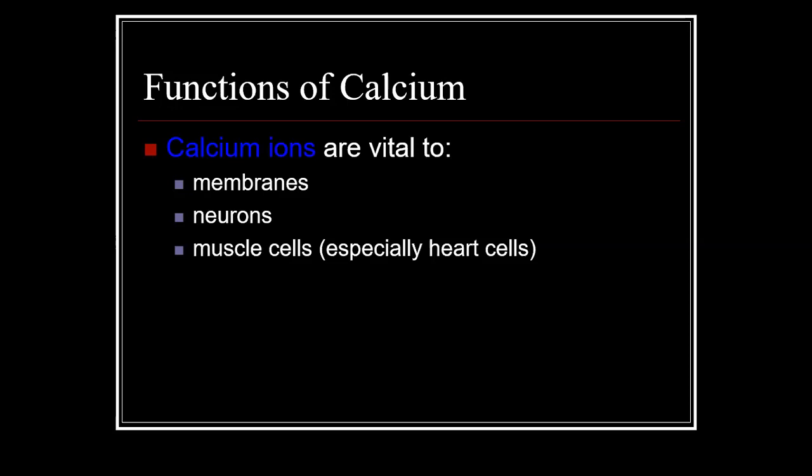Neurons, your ability for your nerves to fire and move your body, mostly all those involuntary muscles that we don't know that we're moving, you need calcium for that, and muscle cells, especially the heart cells. Go drink a glass of milk right now. I'll wait. Or you could just pause me. Excellent. Chug that milk.